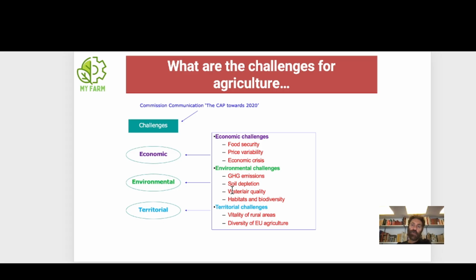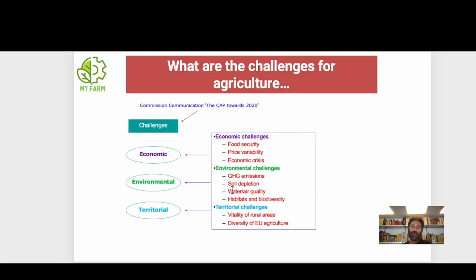So in terms of economic challenges, the main challenges were food security, price variability, and the management of economic crises. As you can see, the economic challenges are completely different from the past, because for the first time price variability was felt and perceived as a relevant risk for the economic resilience of European farmers. At the same time, the economic crisis and, as a consequence, meteorological extreme events were also perceived as risky.